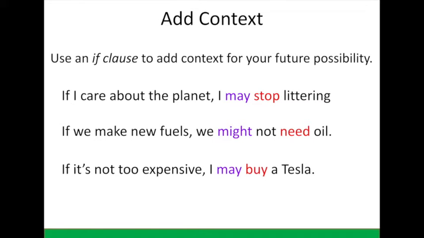In these statements, we see the if clause on the left, followed by the statement containing the modal of possibility on the right. Don't forget, an if clause is a dependent clause. Therefore, if we begin our statements using an if clause, we need to put a comma in the center to separate the two clauses. Take a moment to pause the video and practice writing a few statements using if clauses with modals of possibility.